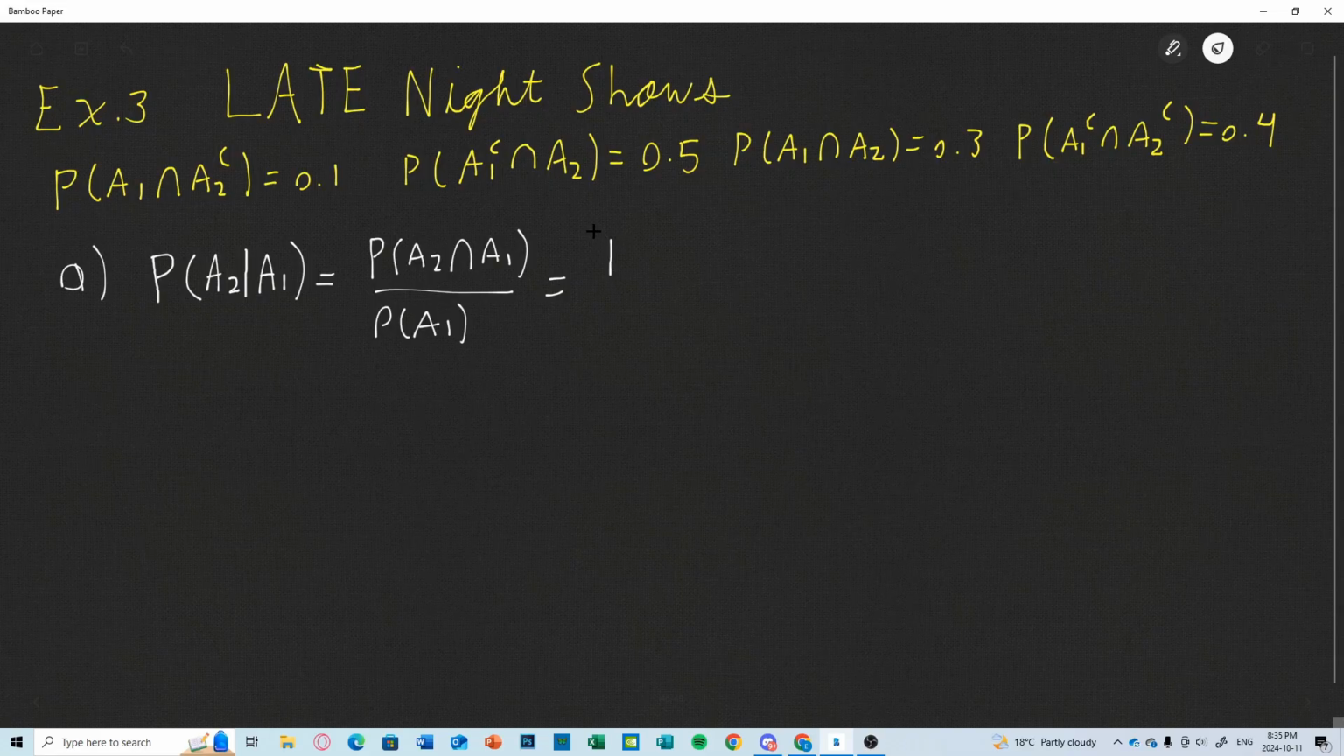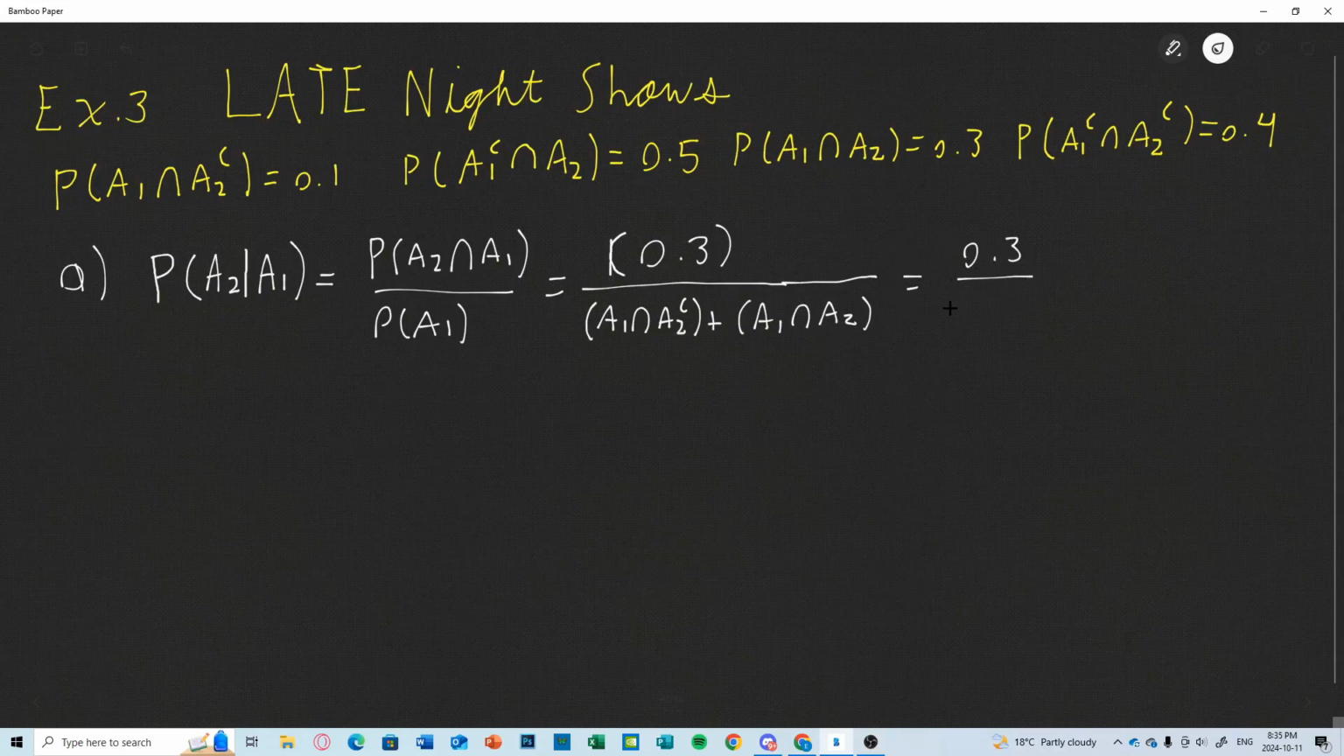So we already know the probability of A2 and A1, so we can get that out of the way, because that's just going to be 0.3. But now we have to divide it by just A1, which will be A1 and the complement of A2 plus A1 and A2, which will give us 0.3 over 0.3 plus 0.1, which is 0.3 over 0.4, which will give us 3 out of 4, or 0.75 in decimals.